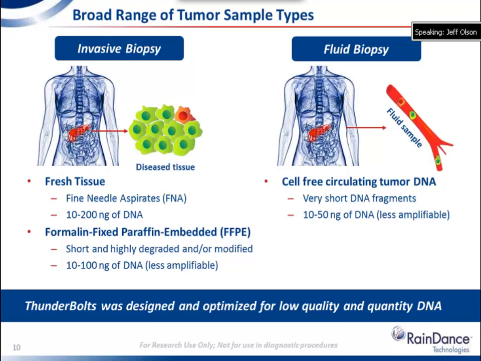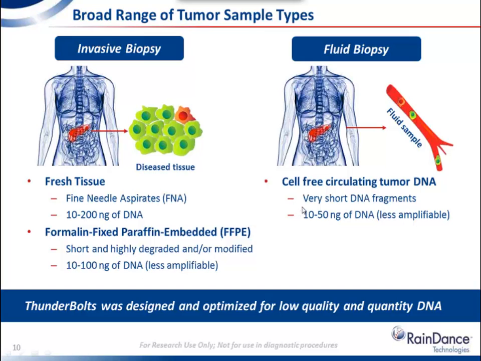The ThunderBolts Cancer Panel can handle a large range of sample types. In addition to the high quantity and quality DNA that's derived from blood, it can also handle samples of low quantities of DNA that are highly fragmented or modified. So for instance, breast tissue, fine needle aspirates. Now that's high quality DNA, but the amount of DNA you get is very limited, in the 10 to 20 or 200 nanogram range. Also, we can work with formalin-fixed paraffin-embedded DNA, or FFPE DNA. Now this DNA is very short and it's highly degraded and modified. And once again, the amount of available material is also limited, in that 10 to 100 nanogram range.